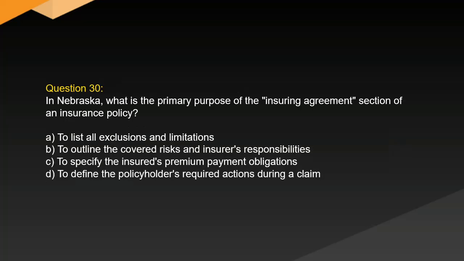Question 30. In Nebraska, what is the primary purpose of the insuring agreement section of an insurance policy? A. To list all exclusions and limitations. B. To outline the covered risks and insurer's responsibilities. C. To specify the insured's premium payment obligations. D. To define the policyholder's required actions during a claim.